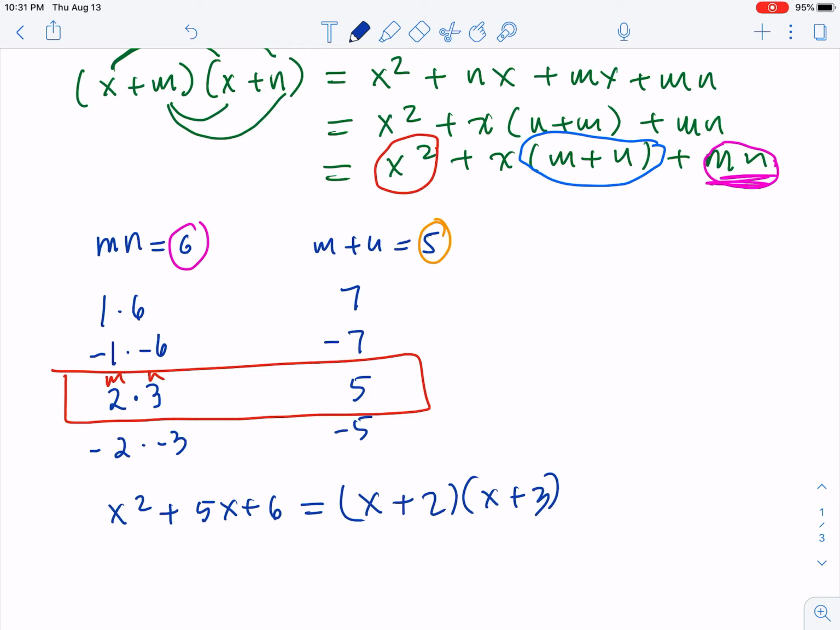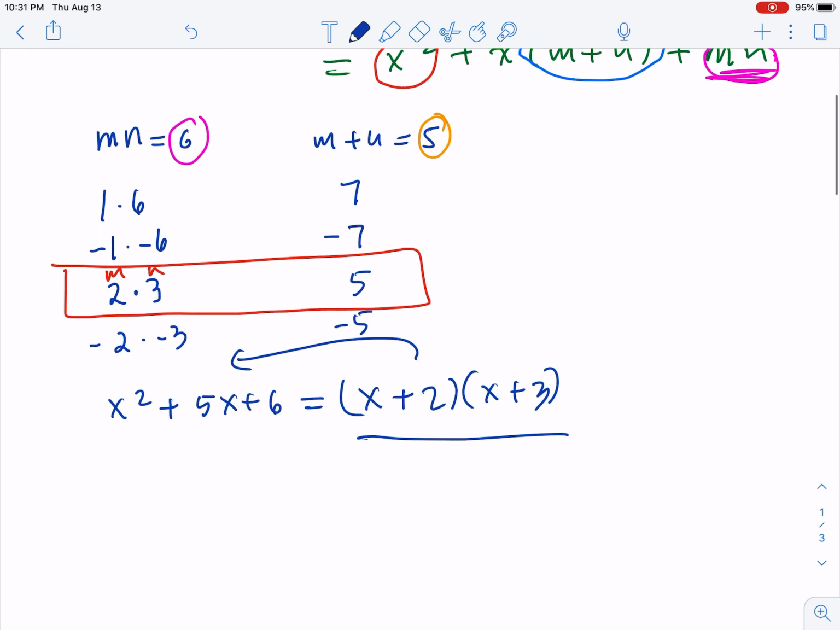And if you multiply this, no, makikita nyo na babalik kayo dito. Okay? So, kayo na lang bahala mag-multiply. You can check on your own. Right? So, again, mn is the product. Hahanap ka ng product na may specific sum, no?